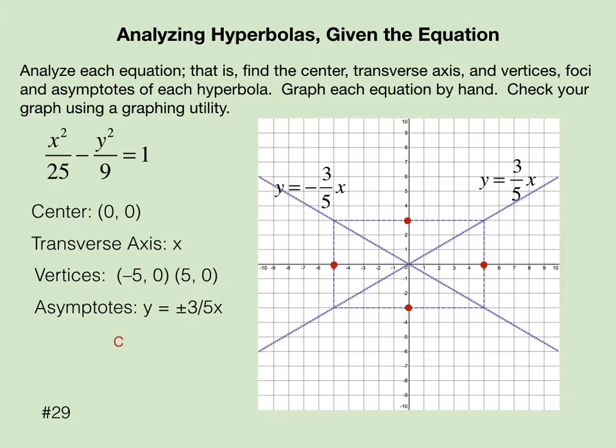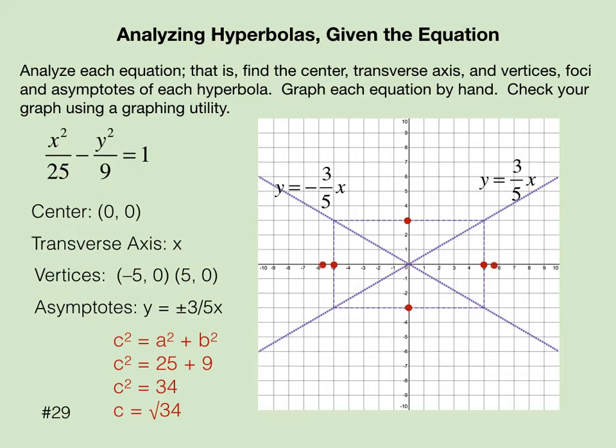So I'm going to use the equation c squared equals a squared plus b squared. That's the equation we use for a hyperbola, where c is going to be the foci, the distance from the center. Well, we'll substitute in our a squared, which is 25, and our b squared, which is 9. We'll add these numbers together, and we get that c is equal to the square root of 34. And we can figure out the square root of 34 and graph them.